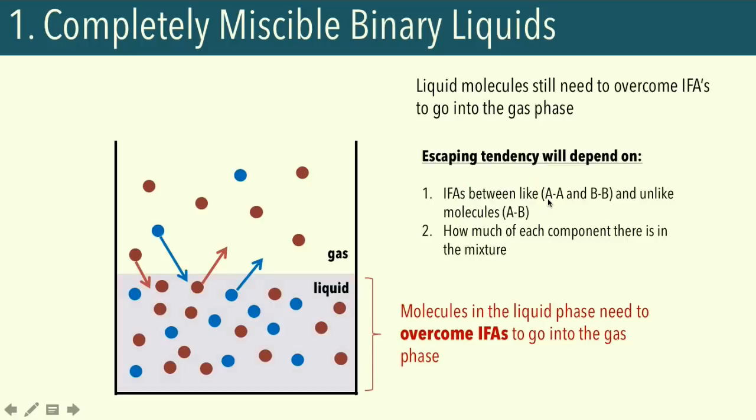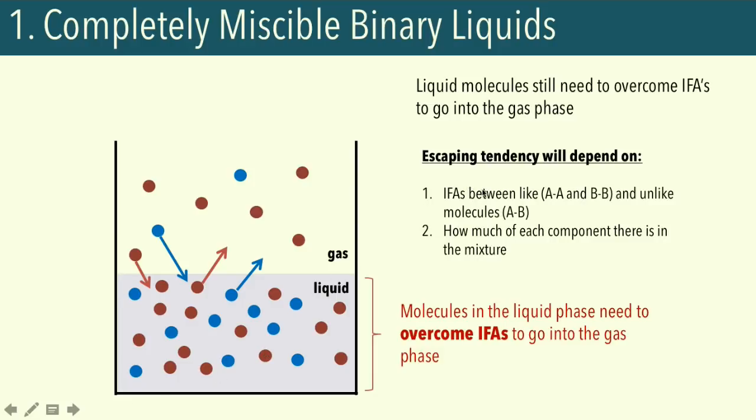So when we look now at a mixture, we're going to have different types of molecules interacting with one another in the liquid. The same principle holds, however. You still need a certain amount of kinetic energy in order to escape into the vapor phase, so the overall escaping tendency will depend on the different intermolecular forces of attraction present in the mixture.